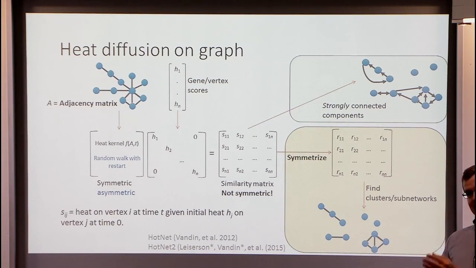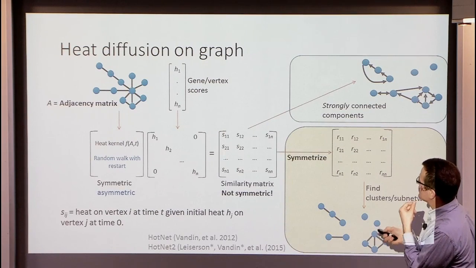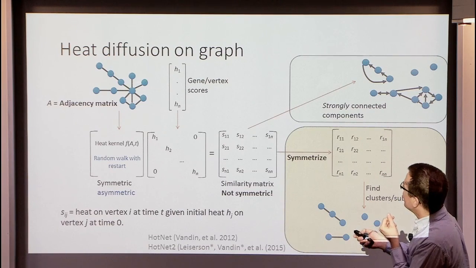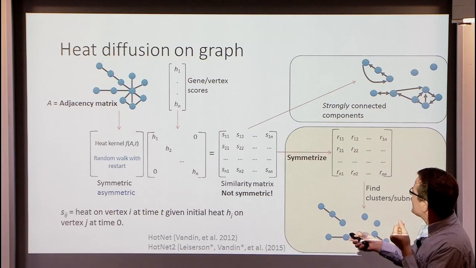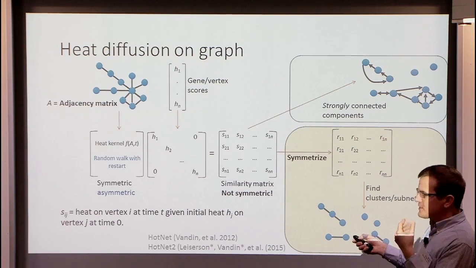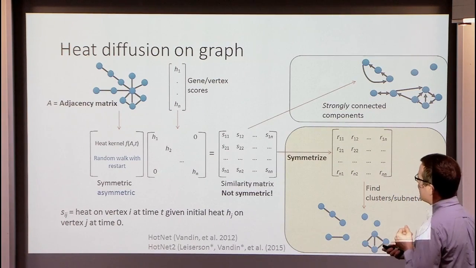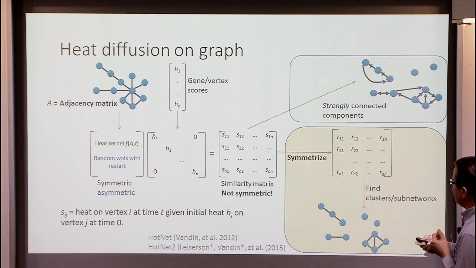So instead of getting a single vector ranking all genes, you actually get a series of vectors which you can encode as a matrix, and this is really just giving you a similarity matrix between the nodes. So the entries of this matrix, I could interpret them. For example, let me take a model where I assign heat h1 through hn to each vertex. What's the heat distribution at a certain time on this graph? That will be determined by the entries of this matrix.